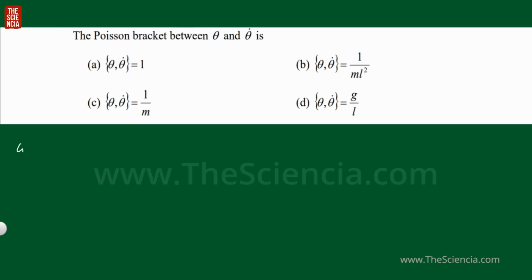This one is a previous GATE question. And the Poisson bracket between theta and theta dot is? How can we solve this problem? I told you Poisson bracket with a variable and its conjugate will be equal to 1. So here the variable is theta and its conjugate will be p theta. And is there any way to connect this p theta with theta dot? See, consider the case of a simple pendulum.